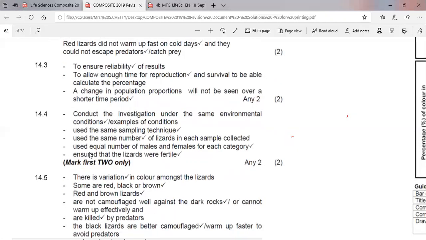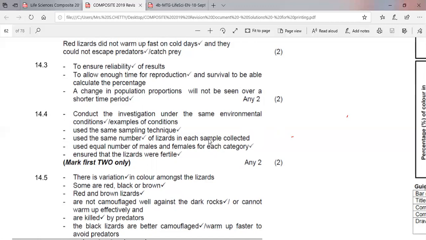How would you make it more valid? Conduct the investigation under the same environmental conditions. Don't change it, okay? Use the same sample technique, whatever technique you're using to calculate the percentage. Use the same number of lizards in each sample collected. Use equal numbers of males and females. Ensure that the lizards were fertile. I would never have thought about that, you know. Environmental conditions we always think about, isn't that so? Here they didn't mention same species of lizards, as I said to you. I'm sure that would also be acceptable. So use the same number of lizards in each sample collected.